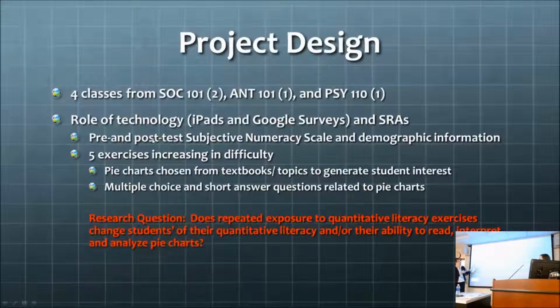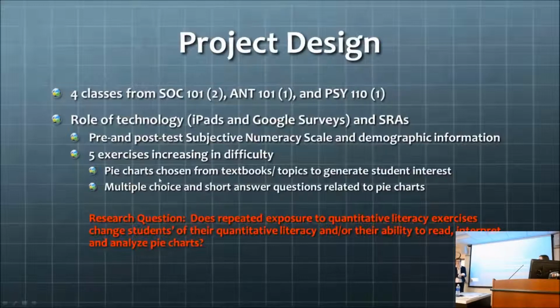So we did pre and post tests, one aspect of which is the subjective numeracy scale. That's a fancy way of saying it's students' beliefs about their own quantitative literacy, and also demographic information. Everything is anonymous. The only people who see the data are us, and we are not tracking individuals over time, just the whole group. The five exercises are increasing in difficulty. We started out with one pie chart, then two, then three, four, and five.